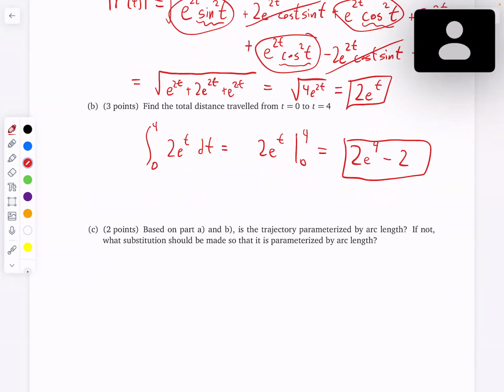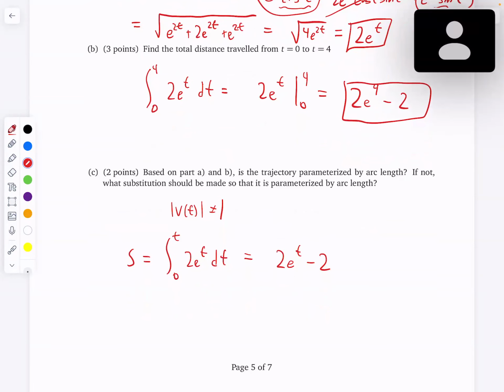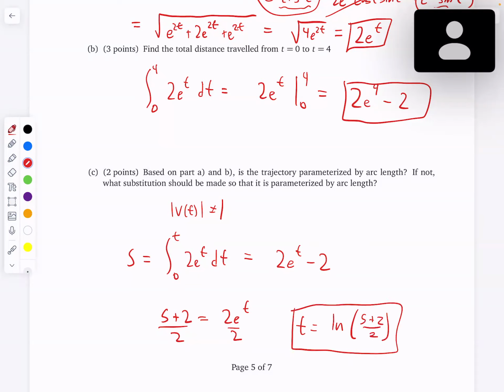It's not parameterized by arc length because the magnitude of r prime of t does not equal 1. And so we need to set up what s is. s is the integral from 0 to t of 2e to the t dt. This integrates to 2e to the t minus when you plug in 0, which is minus 2. And so this is what s is as a function of t, and so I need to solve for t. So it's s plus 2 equals 2e to the t, then divide both sides by 2, and then take the natural log. And so t is going to be ln of (s plus 2) over 2. And so that's the substitution you need to make in order to make it parameterized by arc length.